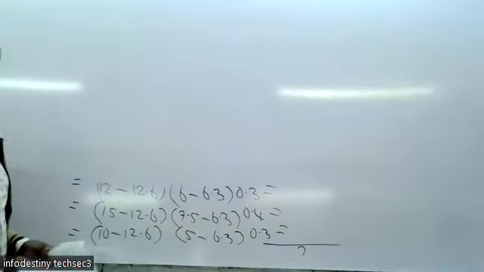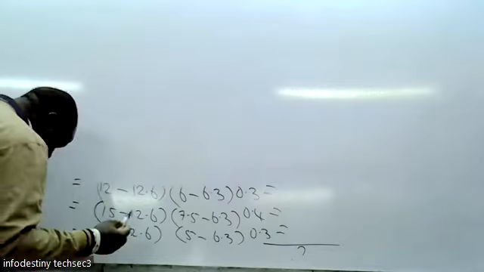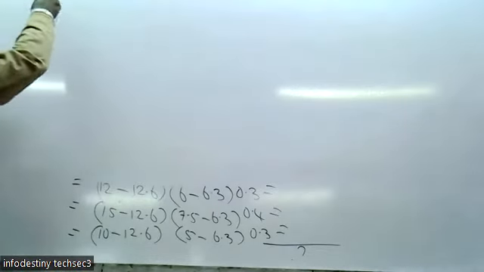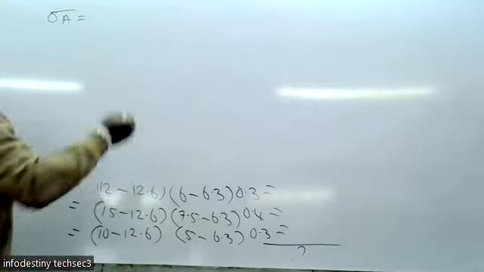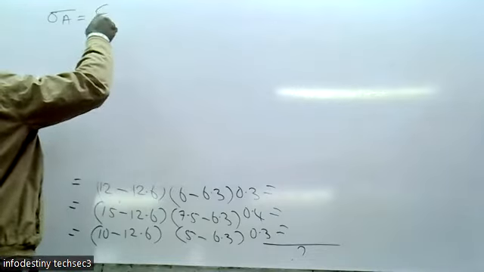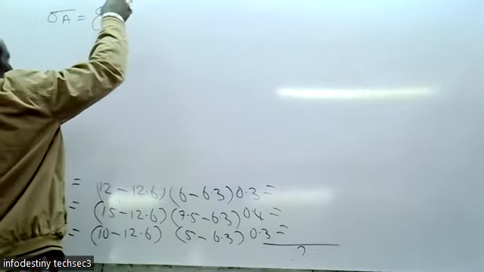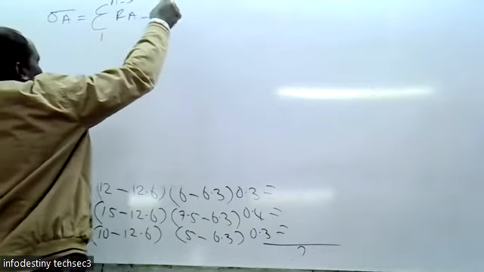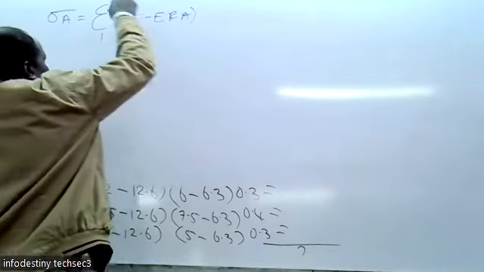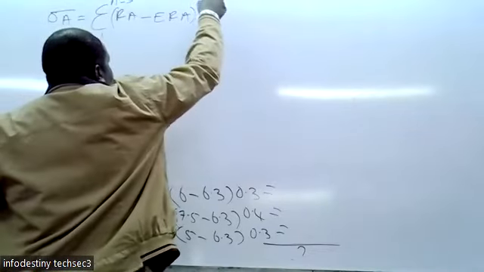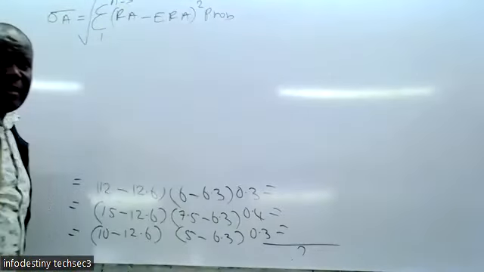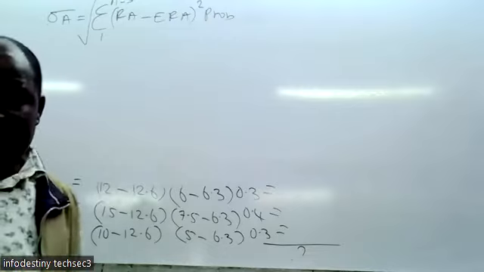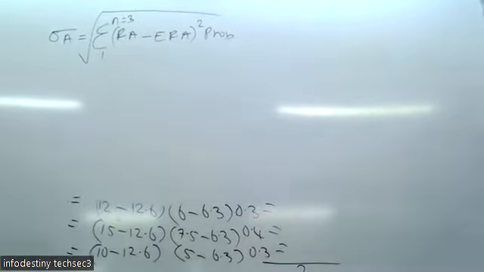So now to get the standard deviation for A, simply get the summation from the first to the last. Return for A minus expected return for A. That difference we square, we multiply by the probability, then you get the square root. So when you want to compute the standard deviation for A, you simply come up with those details.